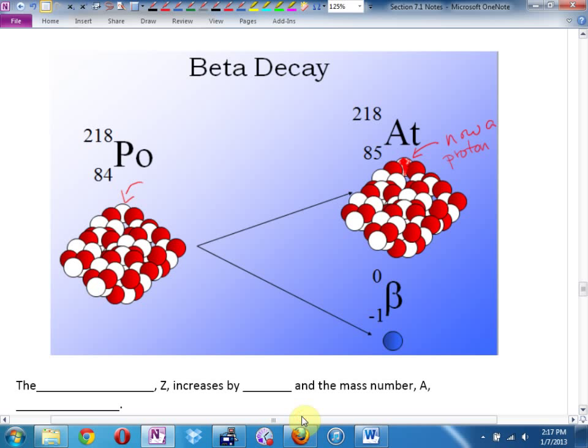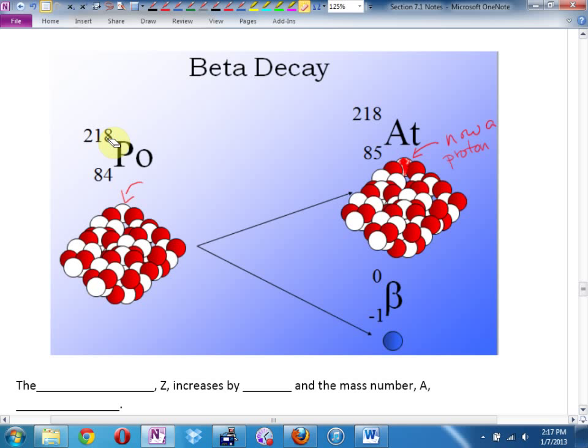Okay. Here's our element. What element are we talking about here? We're talking about polonium, element number 84. Suddenly we have a beta decay, so we got one extra proton. So instead of element 84, we are now going to be element number 85. What is element number 85? Is it actinium? I got to look. Astatine. Okay.